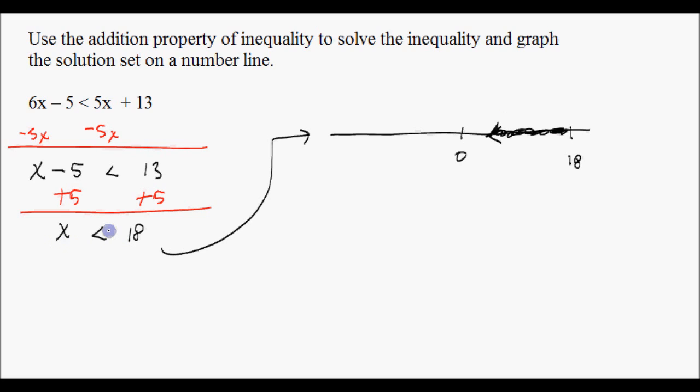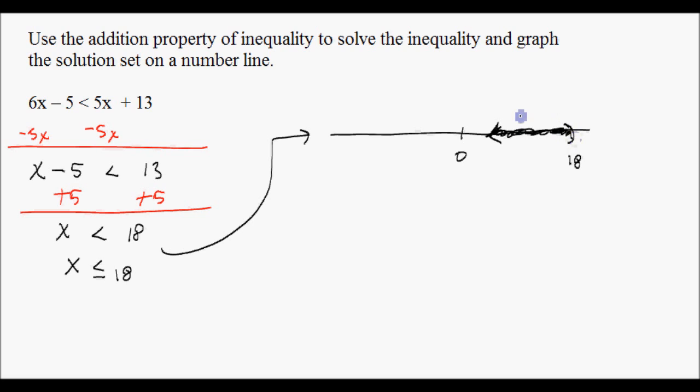And on top of 18, I'm going to put an open parentheses, because x does not equal 18. So we use an open parentheses whenever it's strictly less than. Now suppose this had been x is less than or equal to 18. If that had been the case, then instead of parentheses, I would be putting a bracket over the 18.